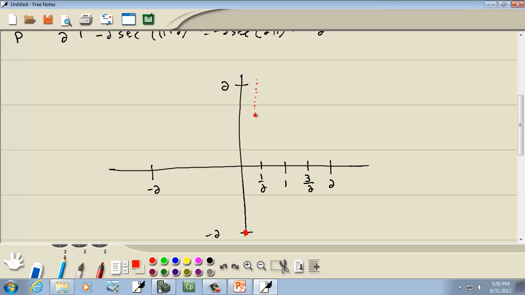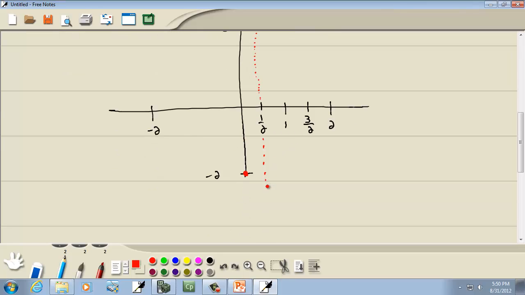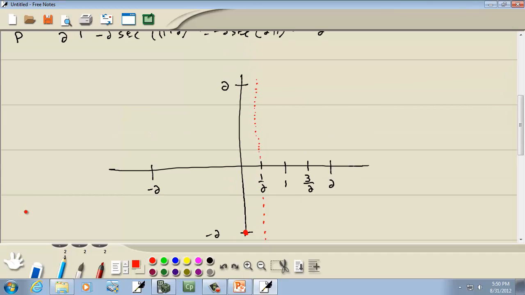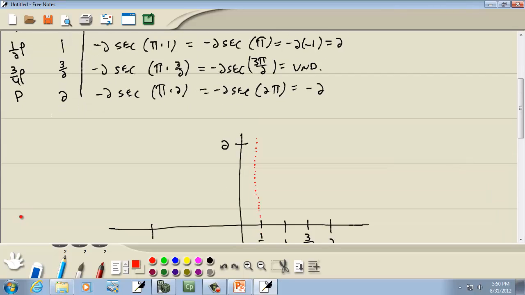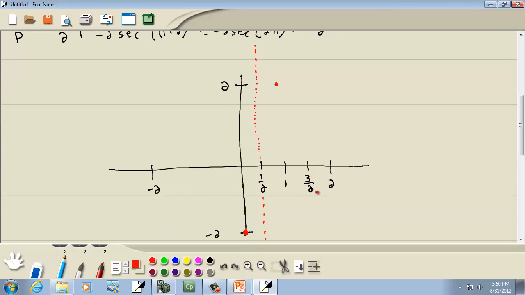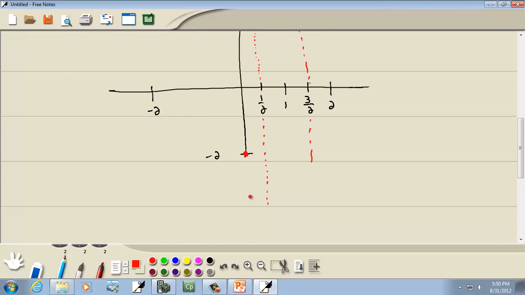I wish there was a ruler tool on this program, so I could draw a straight line and have it look like a straight line. Okay, and then our next one should be 1, 2. Yep. So I'll put a point right here. Next one should be undefined, which it is. And next one should be back to our starting place, which was down here, which would be right here.